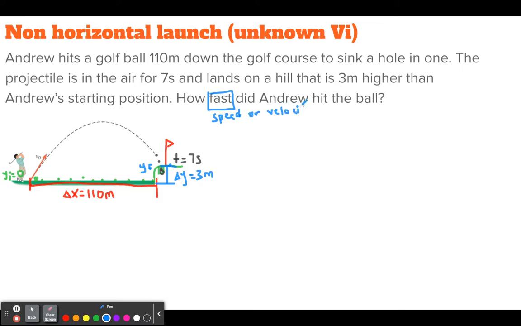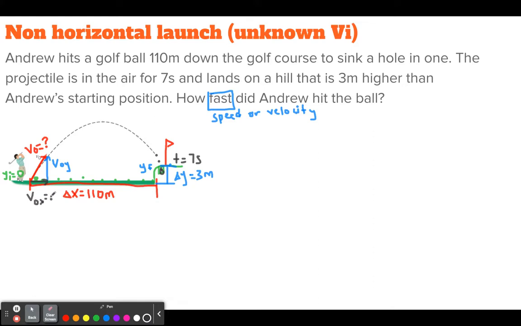Okay, so usually we're given velocity. We're given the initial velocity of the object, but in this case, we're not given that initial velocity. We have to figure out what that is. V initial is equal to question mark. In order to do that, we have to find both the x component and the y component. So I need to find the y component of this initial velocity and the x component of the initial velocity in order to find the magnitude.